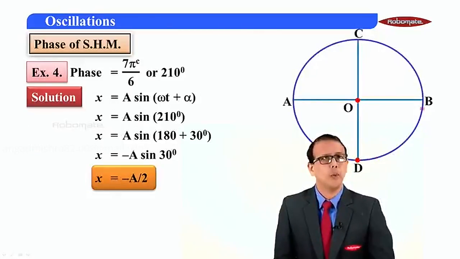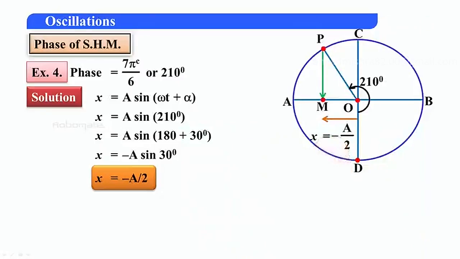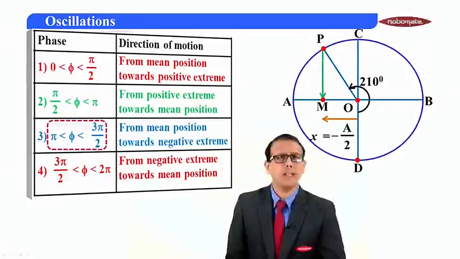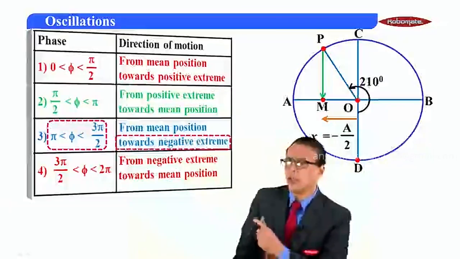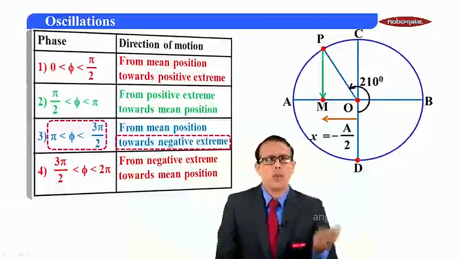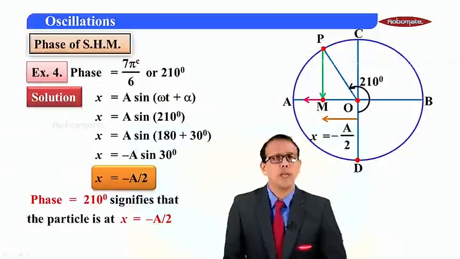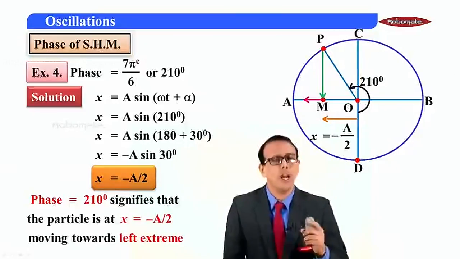Let's go back to the phasor diagram. We can clearly see now the phase is 210. Let's drop a perpendicular and the displacement is minus a by 2. Now where is the direction of motion? We can clearly see this time our angle lies between pi and 3 pi by 2, and the direction is towards the negative extreme. So I can conclude that when the phase is 210 degrees, the particle is at minus a by 2 and it is moving towards the left extreme.